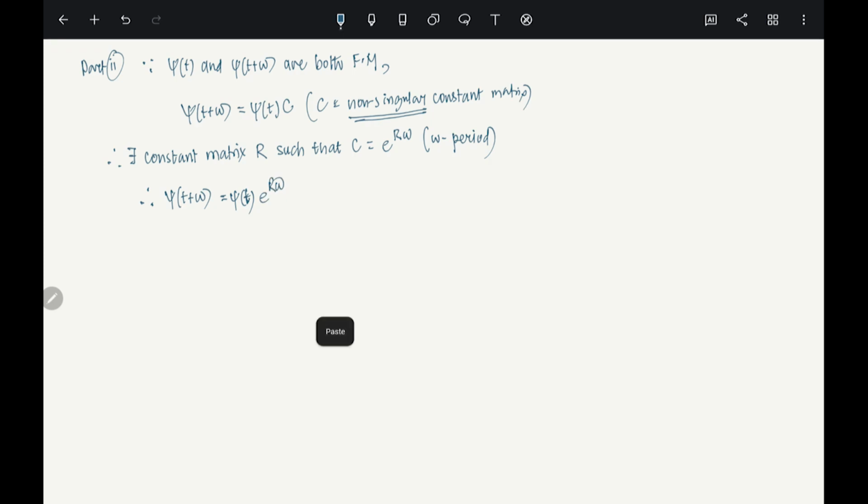Is this okay? Now we define a new function, p of t. This is a matrix function, and it is defined like this: p of t equals phi of t times e to the power minus r t. This is just a trick, nothing special here. We just want to put it in that form. So we define a new matrix function p of t, which is given by phi of t times exponential minus r t.